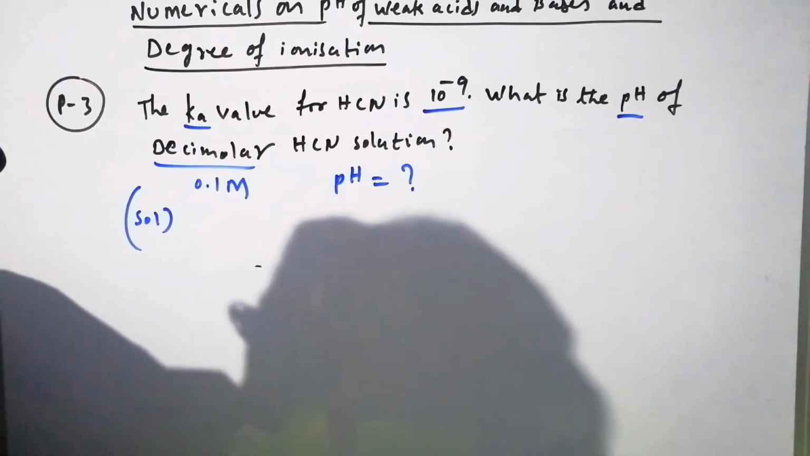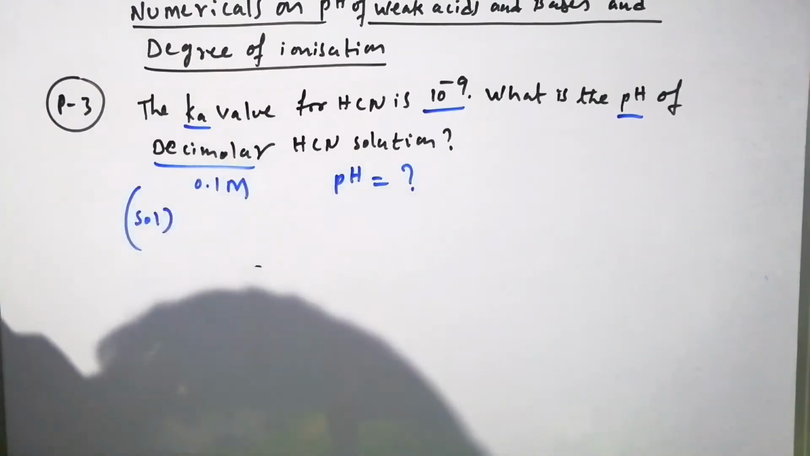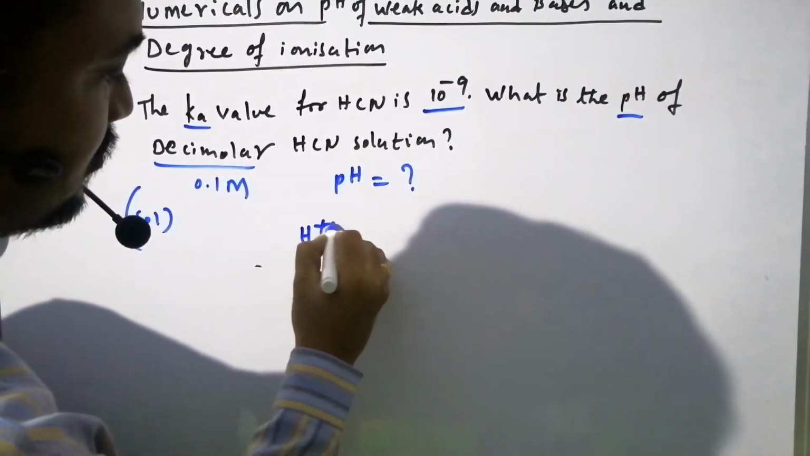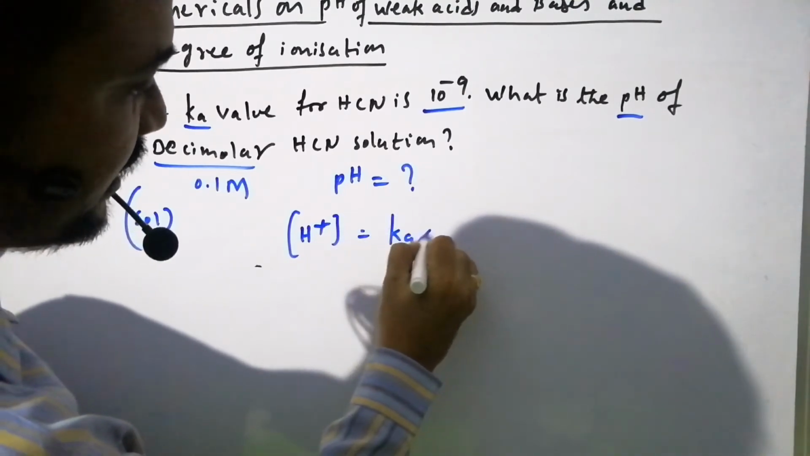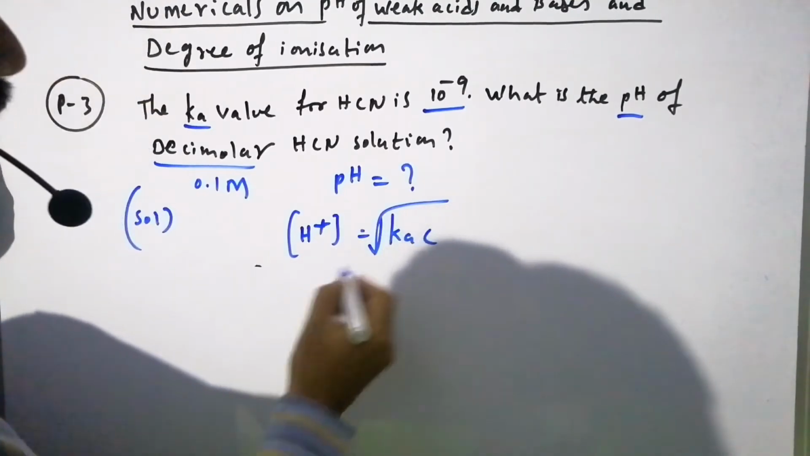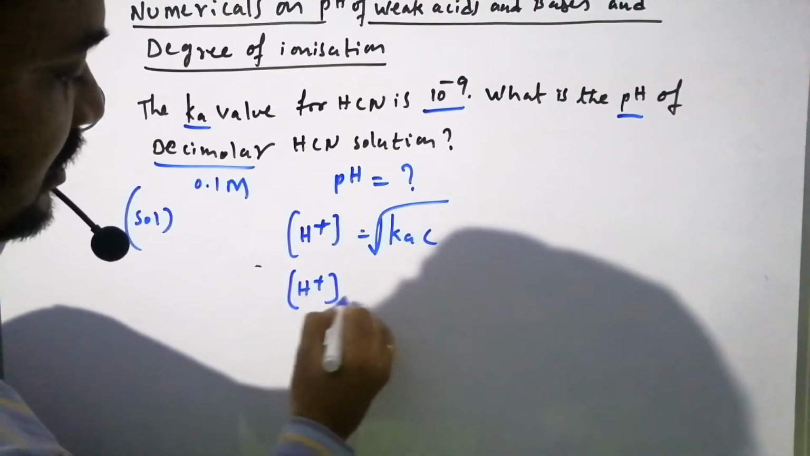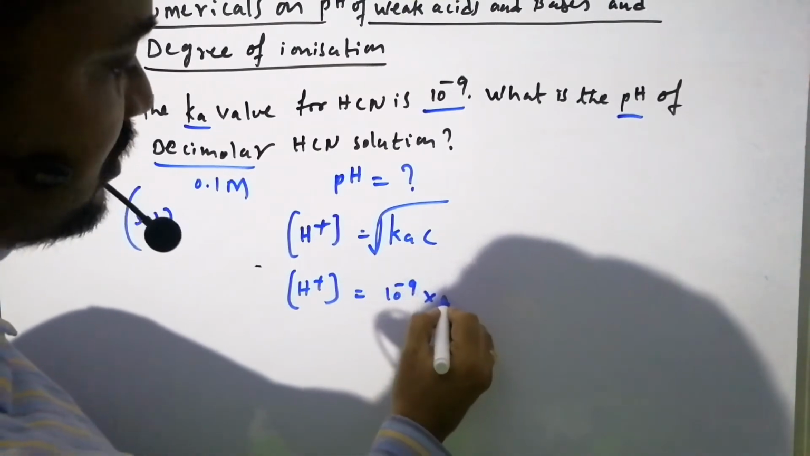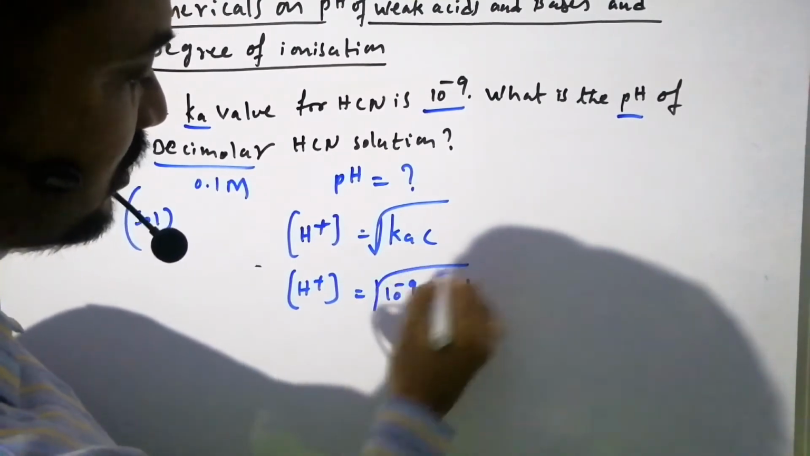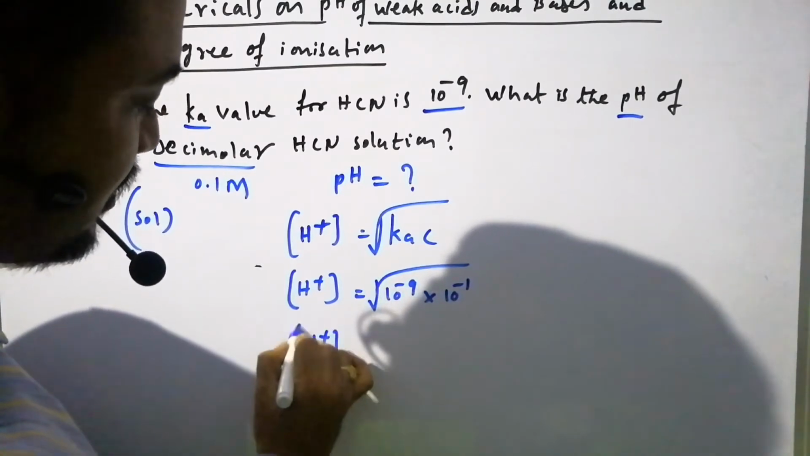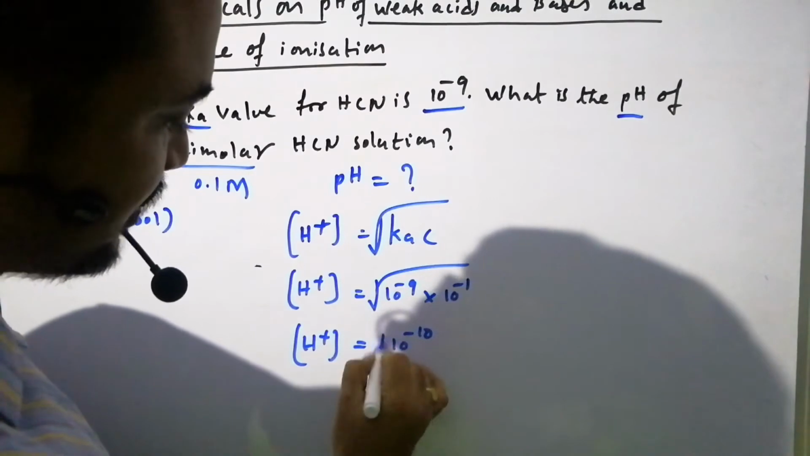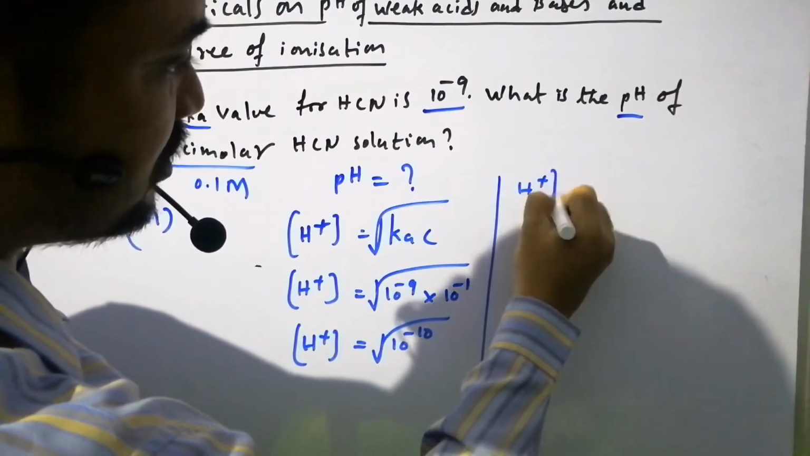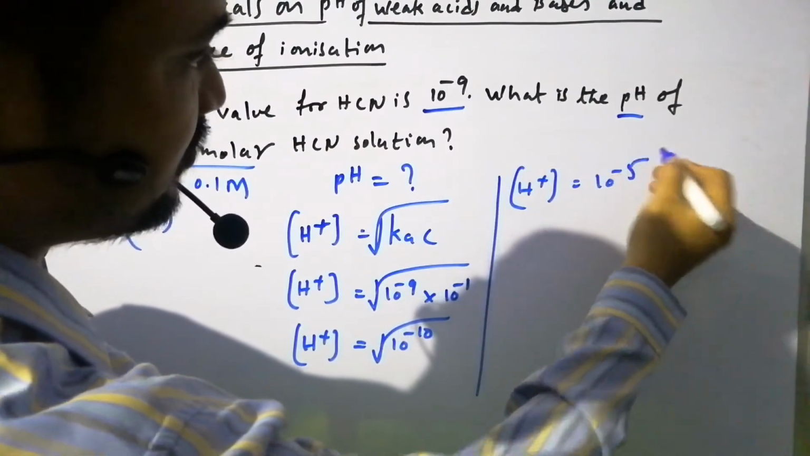So here, already we know H plus concentration is equal to root of Ka into C. That's why H plus concentration is equal to root of Ka, which is 10 power minus 9, into concentration 0.1, which is 10 power minus 1. That is, H plus concentration is equal to root of 10 power minus 10, so H plus concentration is equal to 10 power minus 5.